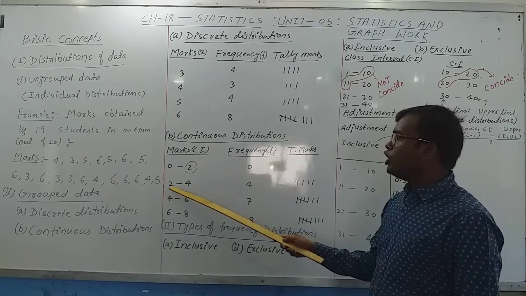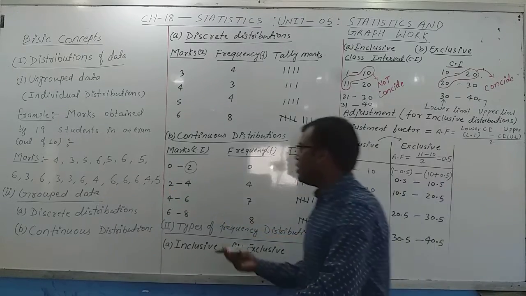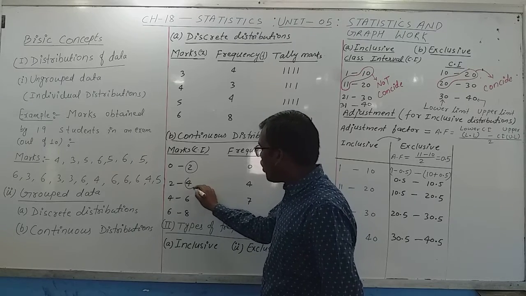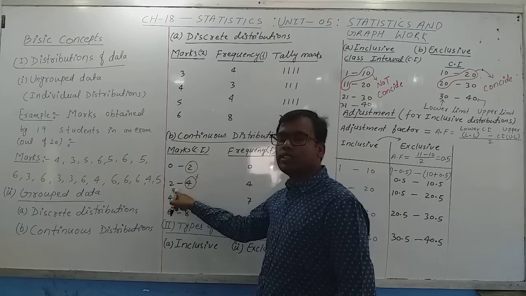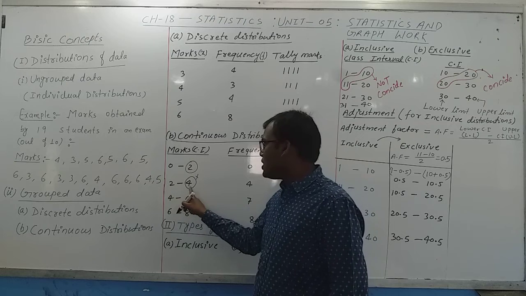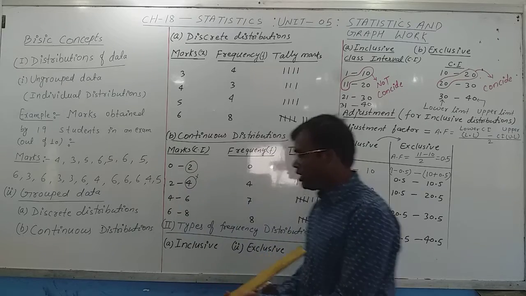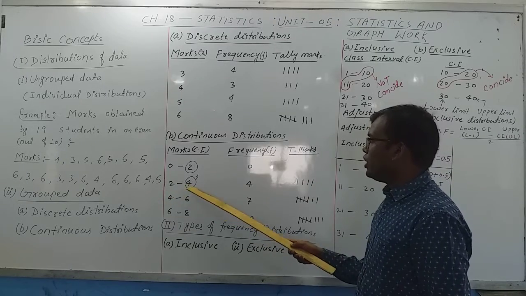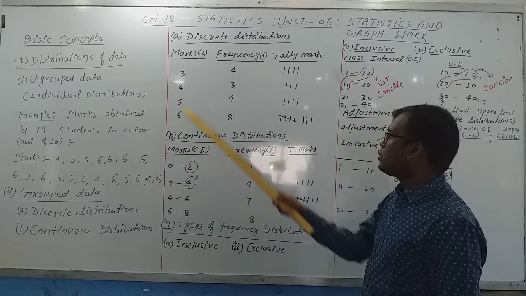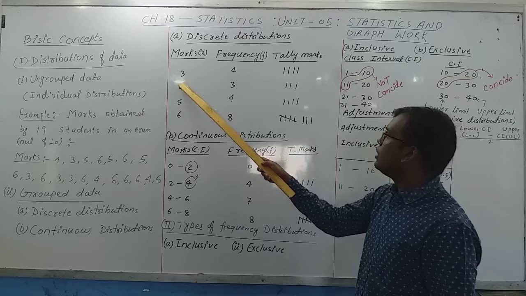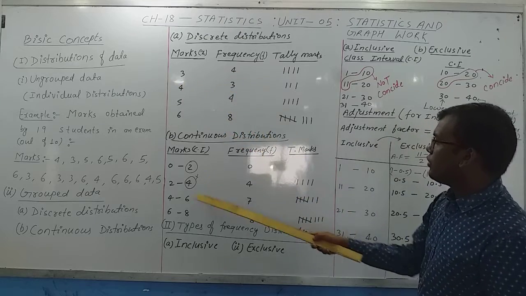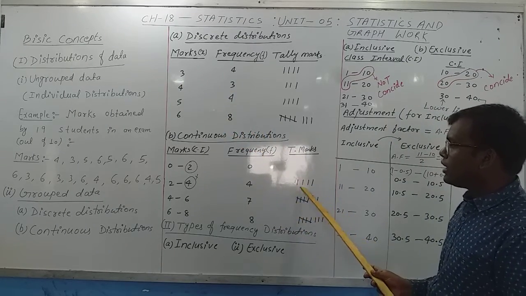And now here 2 to 4. That means here 4 will not be included but 2 is included. That means marks less than 4 have been collected over here. That means 2 is included up to 3. That means what? Only 4. Therefore, write the 4 and the corresponding tally marks.